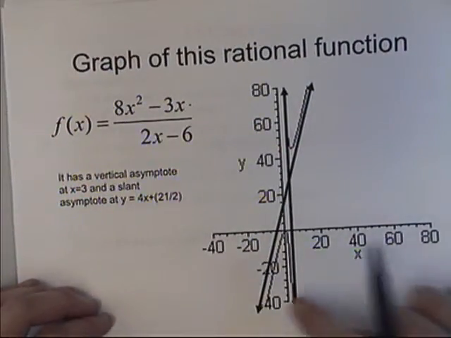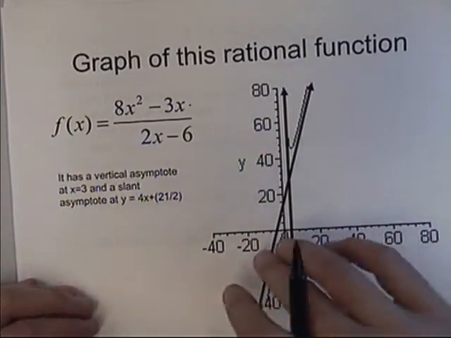Here's an example of what you might see as a slant asymptote. You can see the graph never crosses that diagonal line.